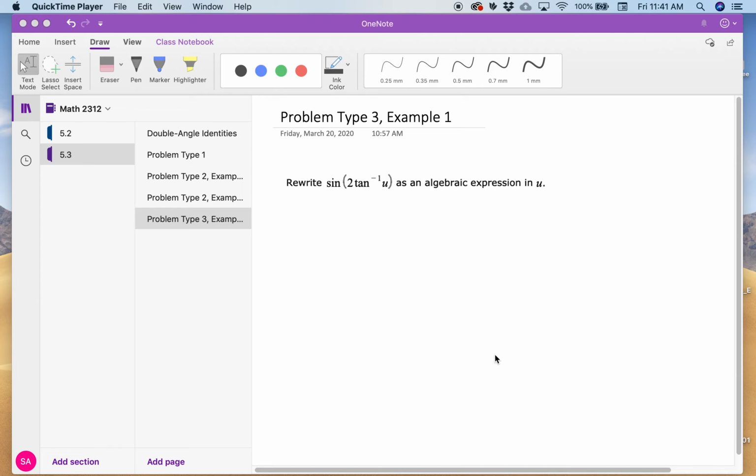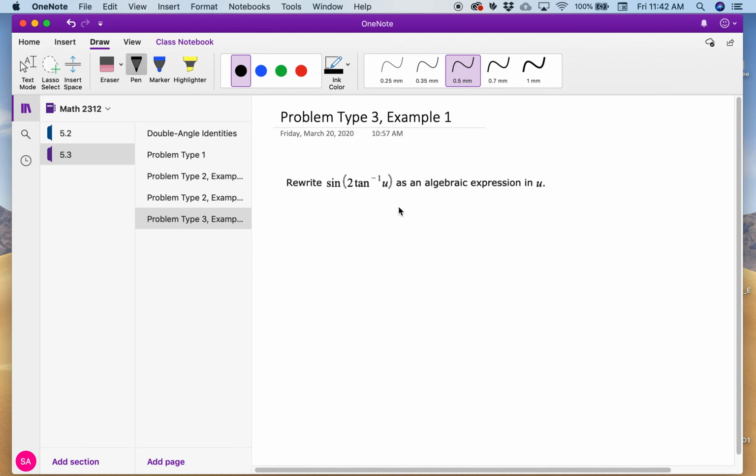All right, welcome back. So for problem type 3, I'm pretty sure I'm going to do 2 examples because this is when we're dealing with those inverse trig functions. And I know it gets a little complicated because there's a bunch of steps involved. So let's get started. So we're going to rewrite sine of 2 inverse tangent of u as an algebraic expression in u, keeping things in variables. So let me get my pen ready.